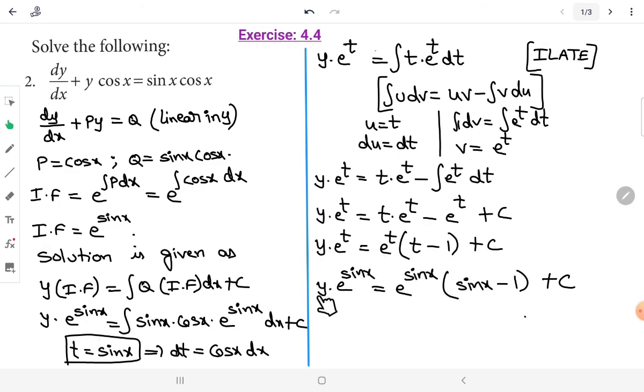So the final answer is y into e power sin x is equal to e power sin x into sin x minus 1 plus c is the solution.